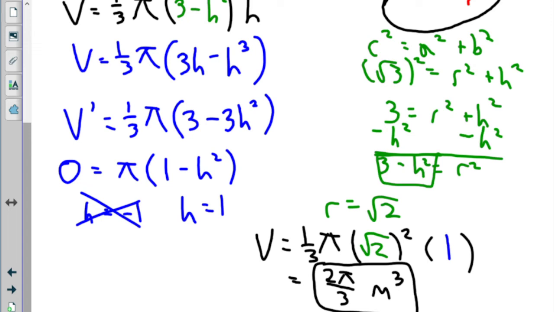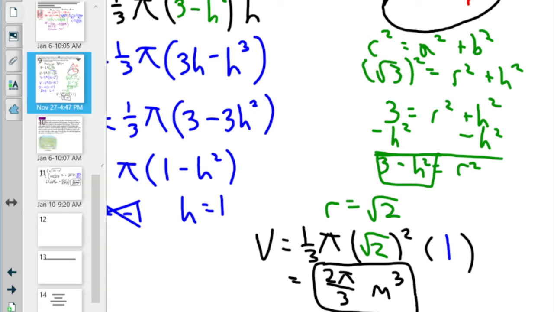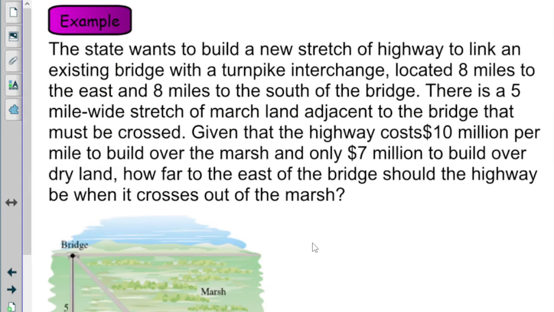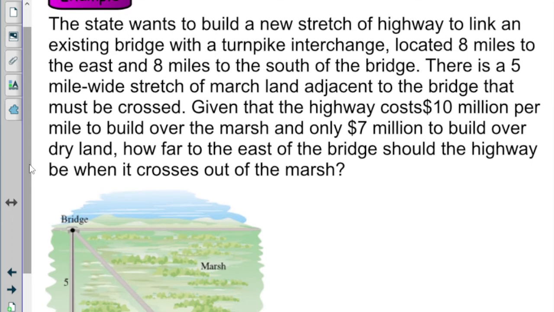Okay. So now we're going to look at one more. And this one we won't solve all the way. The state wants to build a new stretch of highway. And we have some details there about how the highway is going to get built.